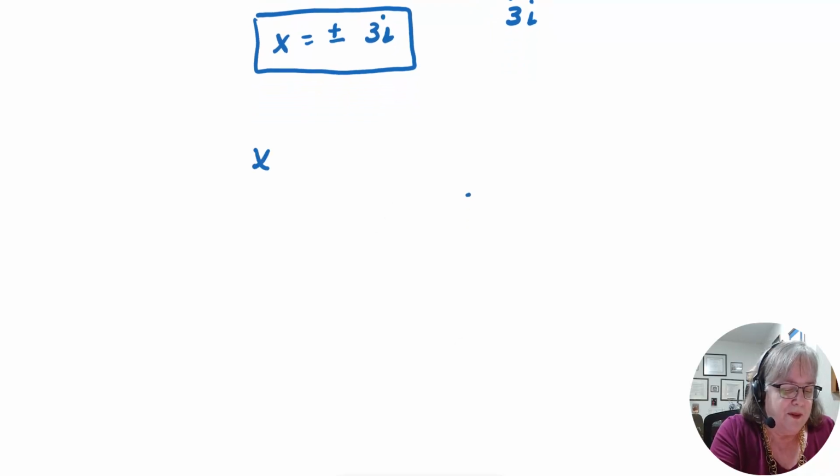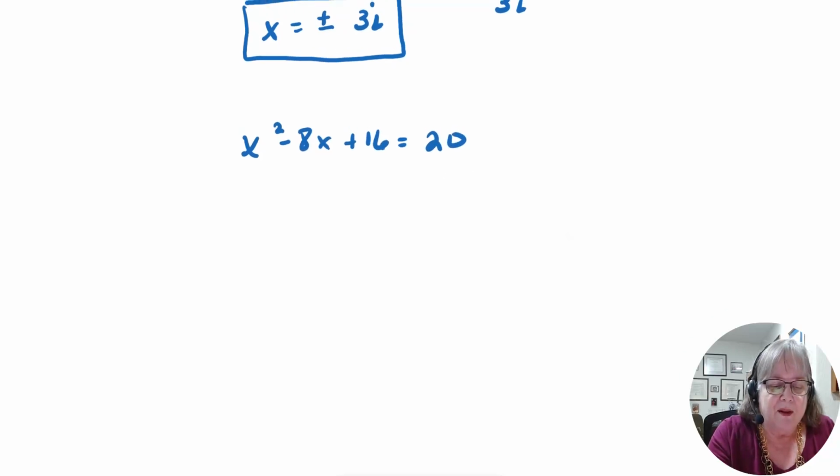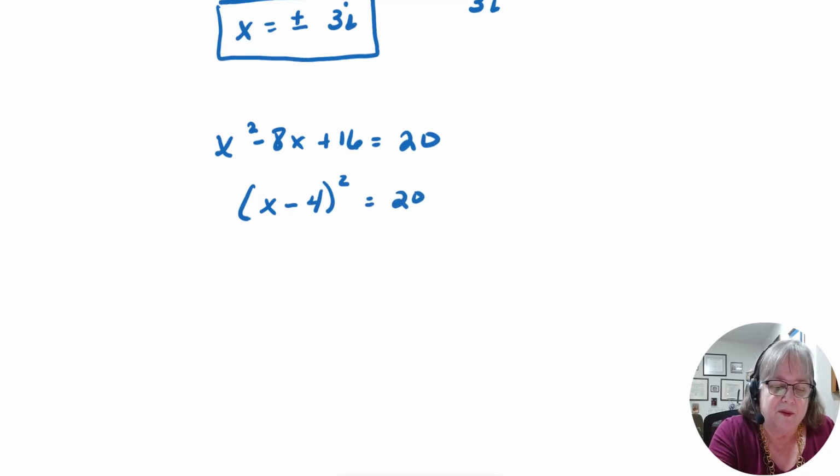Now, look at this one. This is going to be important in future videos and future techniques. This x squared minus 8x plus 16 is actually one that's a binomial square technique. So this would be x minus 4 squared. Because let's take this x squared minus 8x plus 16. And you would say, well, if it factors, they both have an x.